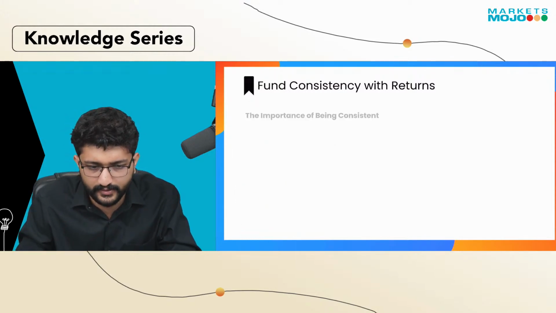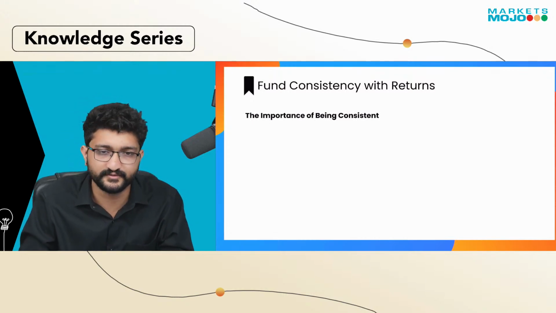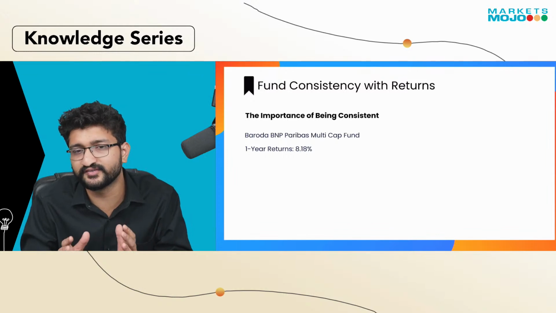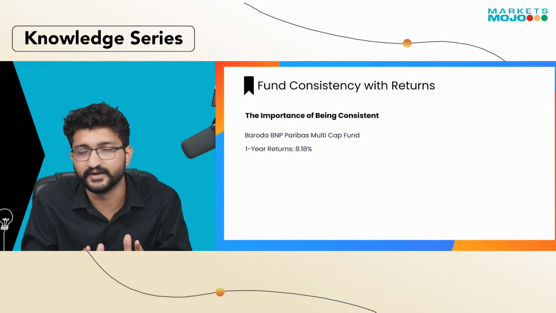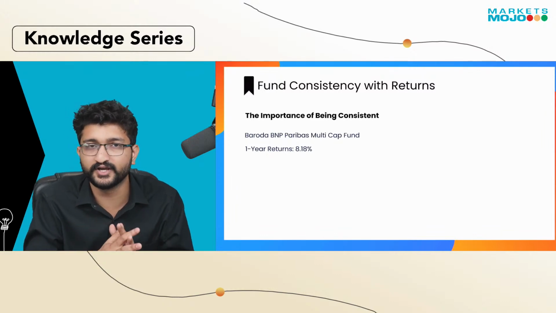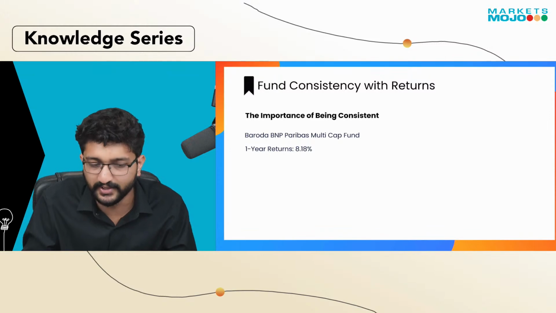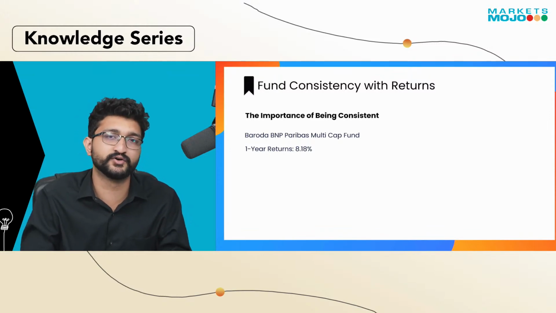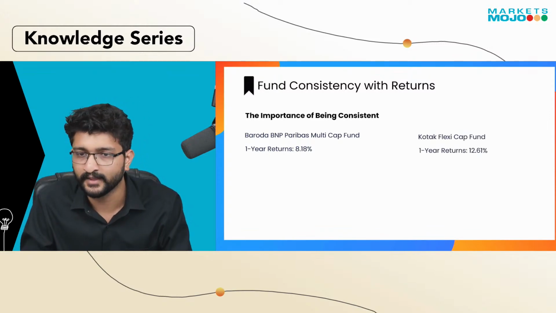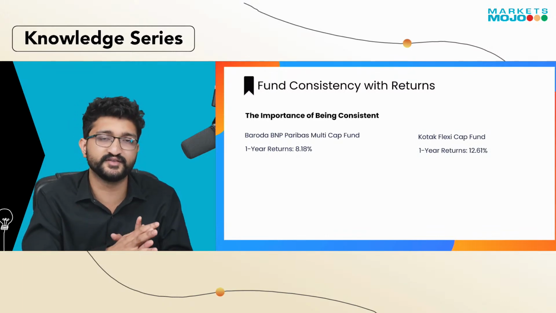Moving on, the importance of being consistent when selecting a mutual fund. I'm going to show you two different schemes in the multi-cap segment. Now, what exactly is multi-cap? I already covered it in the first episode. But if you look, there's Baroda BNP Paribas Multi-Cap Fund, which has given a 1-year return of 8.18%. And another fund, Kotak Flexi Cap, which has given 12.61% return.